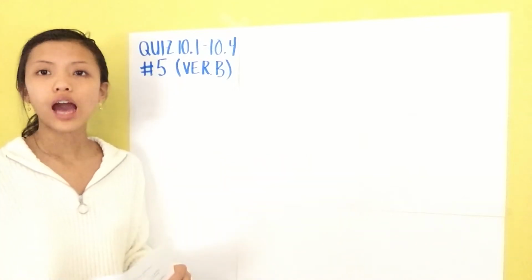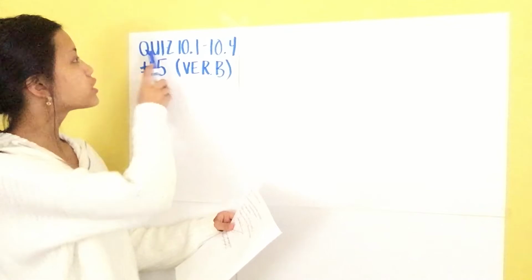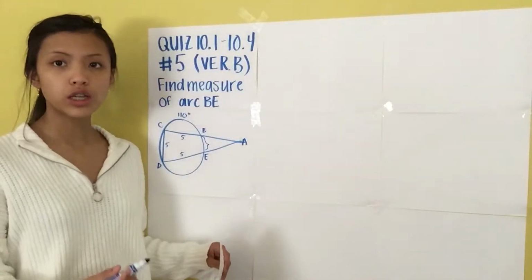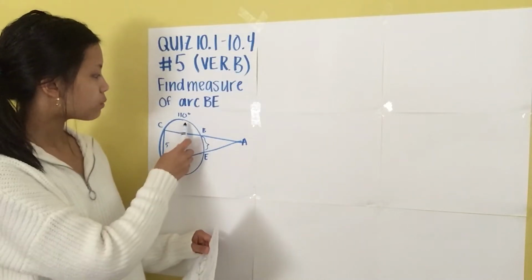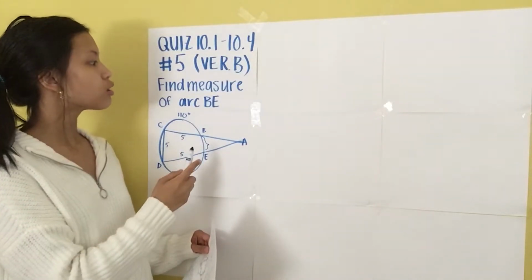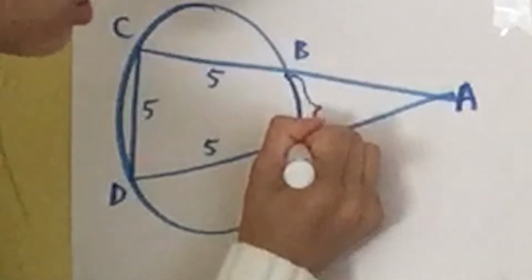Okay, so today I will be reflecting on the decisions that I have made thus far, starting first with quiz 10.1 to 10.4, number 5, version B. So in this question, you are given the figure. There is a circle and there is a triangle partially contained within that circle. You are asked to find the measure of arc BE, which is right here.